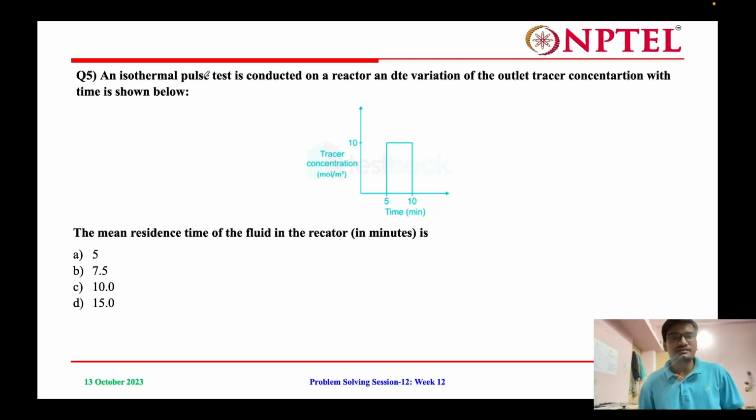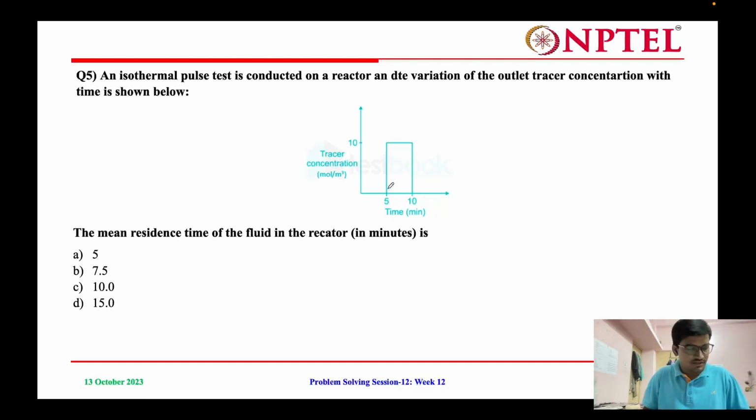An isothermal pulse test is conducted on a reactor. The variation of the outlet tracer concentration with time is shown below. So a concentration versus time graph is given. And the mean residence time of the fluid in the reactor, in minutes, is asked. So you have to calculate the mean residence time here, from the time versus concentration graph.